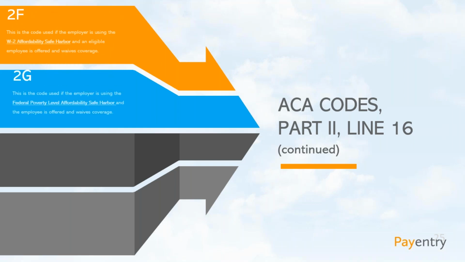2G is the code used if the employer is using the federal poverty level safe harbor and the employee is offered and waives coverage. So if you're using that first one, the federal poverty level, this is the code you would use to show that they did not take your coverage. And if the employer is using the rate of pay safe harbor and the employee waives coverage, this code is used. So 2H is used for the rate of pay safe harbor.